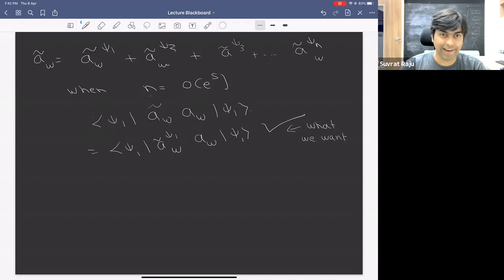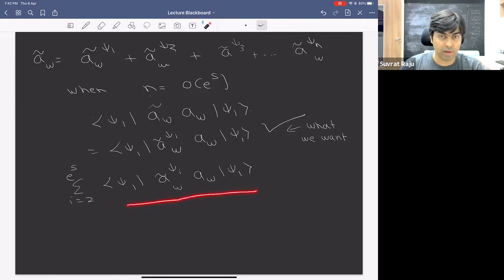But now you will get e to the s terms which will come from different operators. So we did argue earlier that these terms were small, but now I've got e to the s terms. And if I have e to the s terms, then there is no reason that these terms should be small as well. So these terms will now not be small.